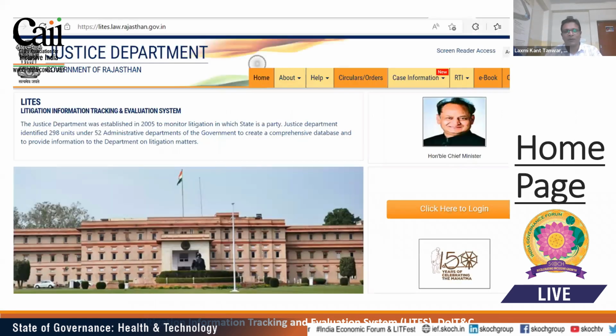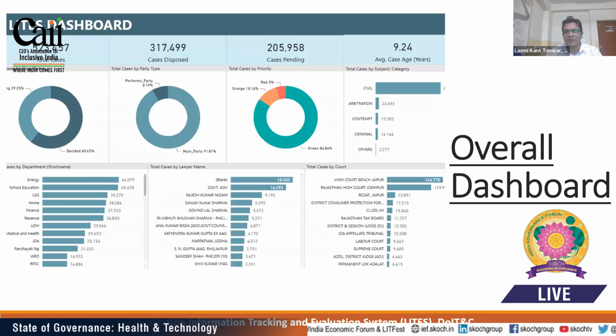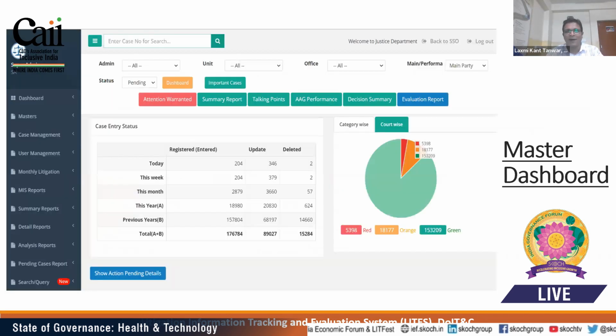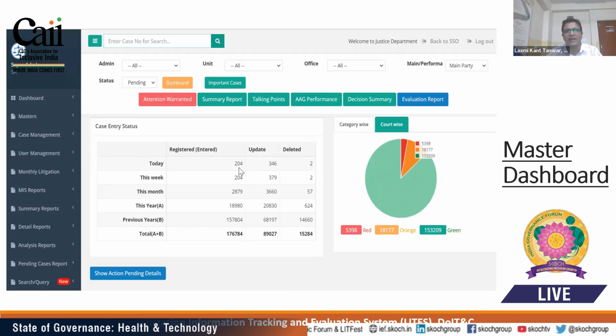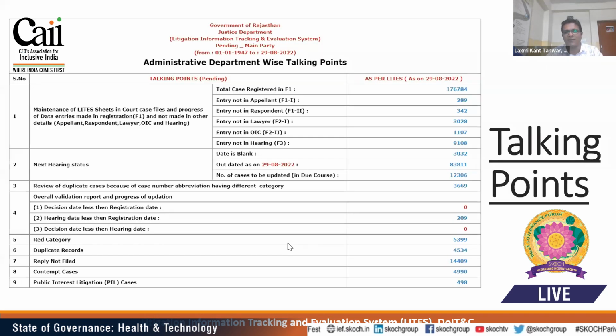And just lastly, this is the dashboard. This is the master dashboard. At the AS level, they can see the daily register, enter, update, deleted. How many cases there are in this week, this month, and in total can be seen. And there is data.